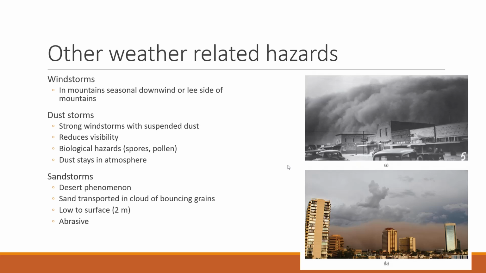And then we can have sandstorms, similar to dust storms, only now it's sand being transported. It tends to be transported a little bit lower because they're larger grains and it's going to be bouncing along. It's very abrasive. So a sandstorm can rip paint off of objects. Think about it. You sandblast to remove things.